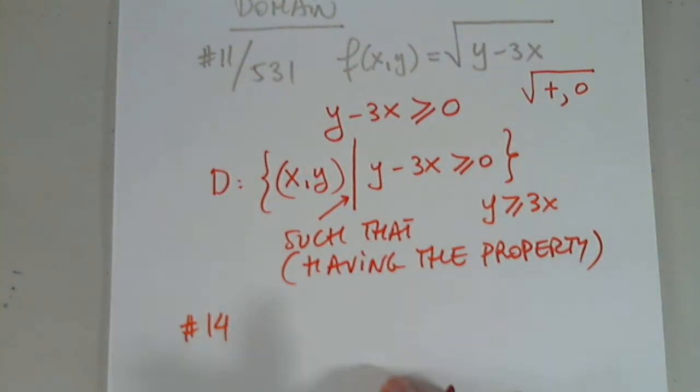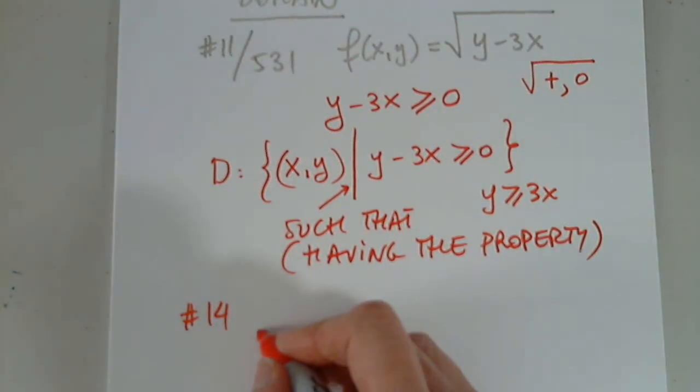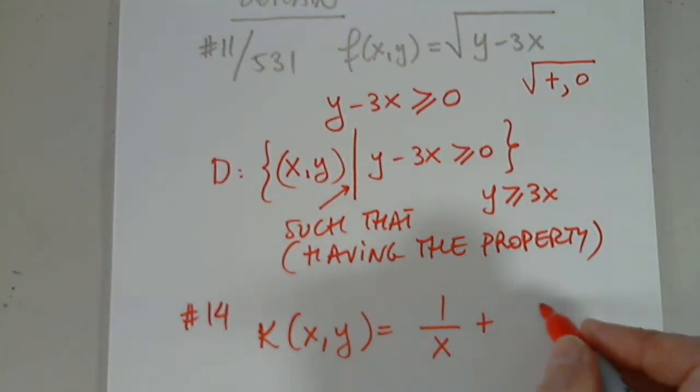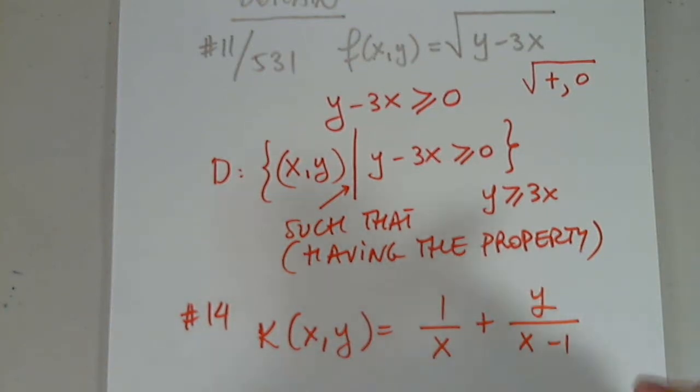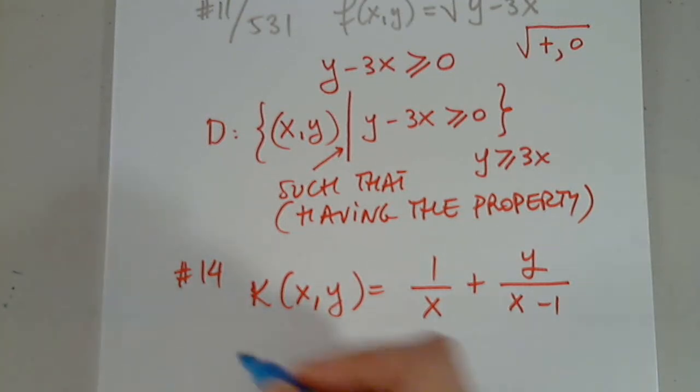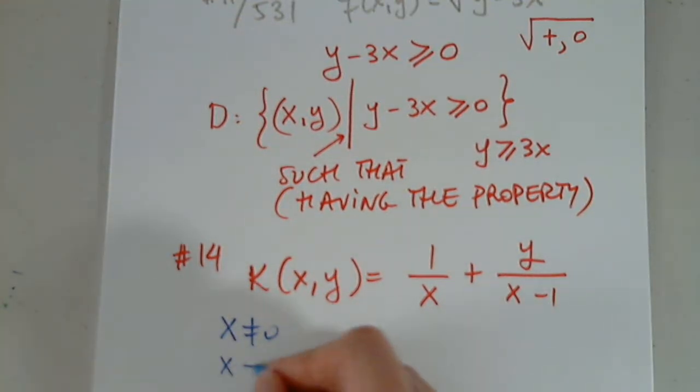Let's also look at number 14 on the same page. So we have, I think, k of x comma y equals 1 over x plus y over x minus 1. Any conditions that come to mind here? What do you think? Any restrictions that I have to write? Well, x cannot be 0 and x cannot be 1.